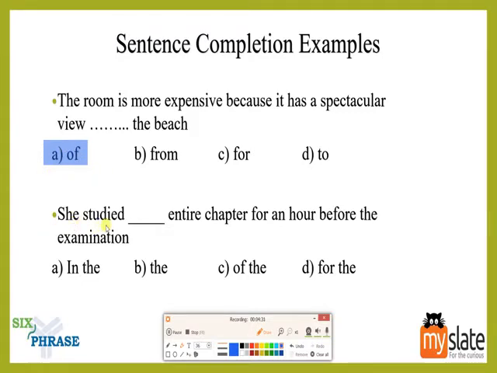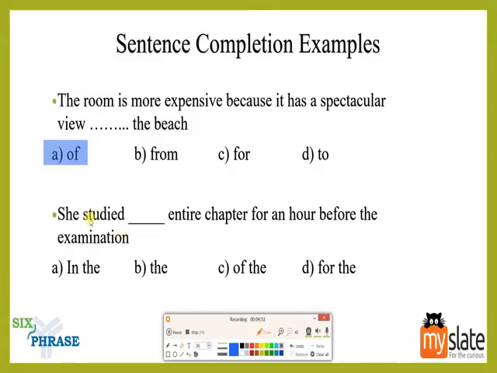She studied dash entire chapter for an hour before the examination. So basically one person has studied the entire chapter for 1 hour only, right? That is what we usually do. Like any student, even me, I would have studied one chapter only.